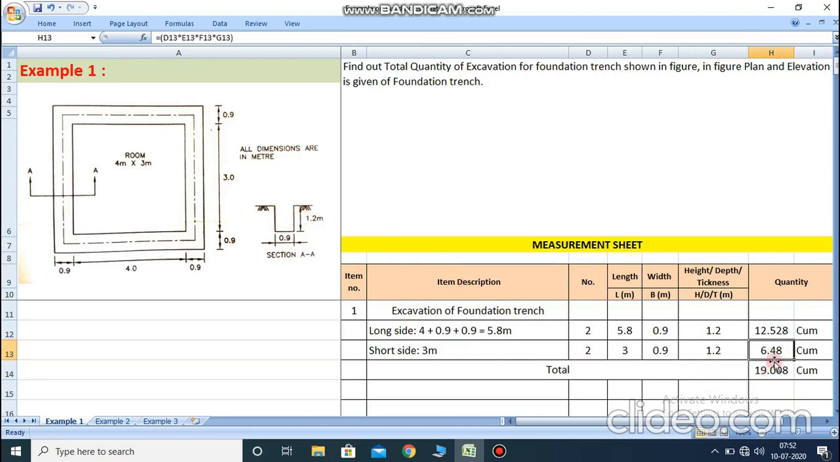So the total quantity is 6.48 cubic meter. So this cubic meter is only the shorter wall part. Now the summation of the long wall side and short wall side. So the total cubic meter quantity for the excavation for the foundation trenches is 19.008 cubic meter. So it's a basic example for finding out the excavation for foundation trenches.